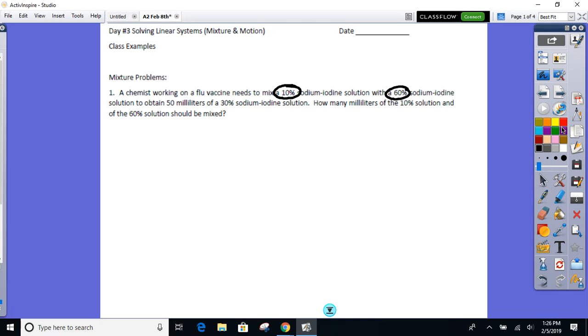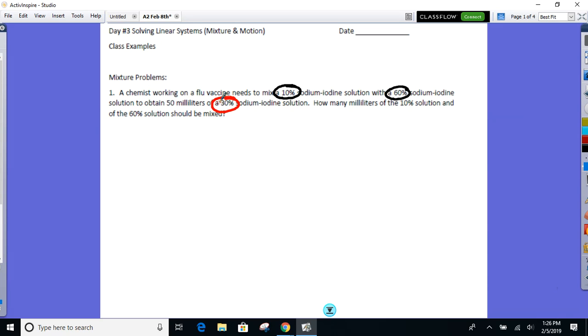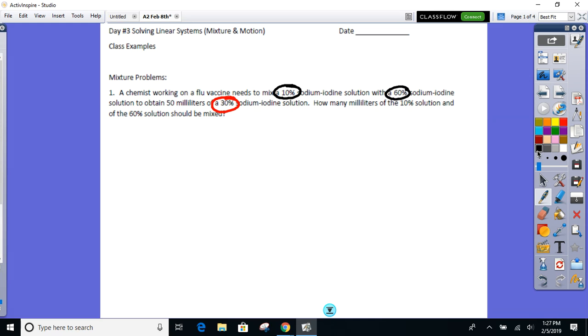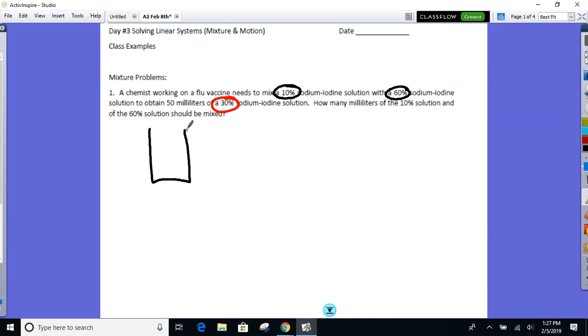And what do I need to get out? A 30% solution. I'm going to make this very easy on you. You guys have all taken science before. Let's make some beakers to put these in. First one: what type of solution do I need? 10%. So the first one's going to be 10%.